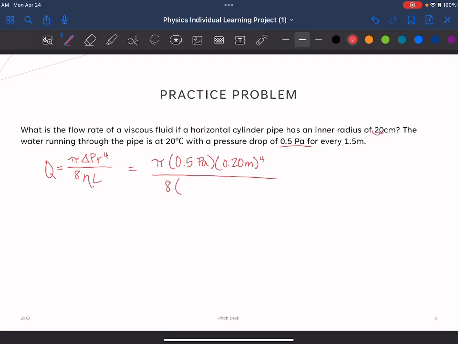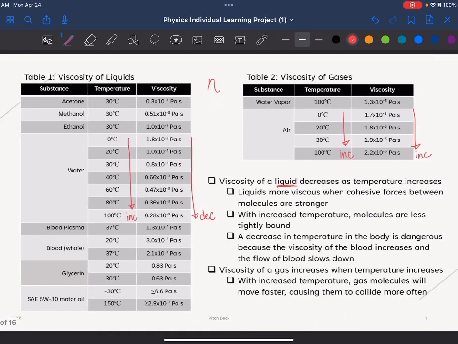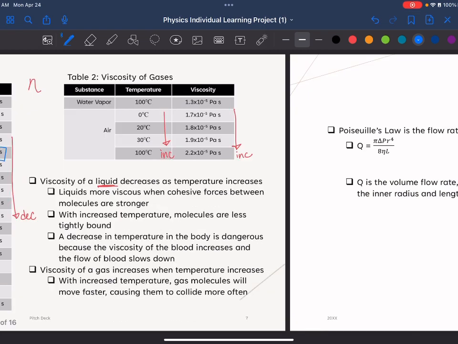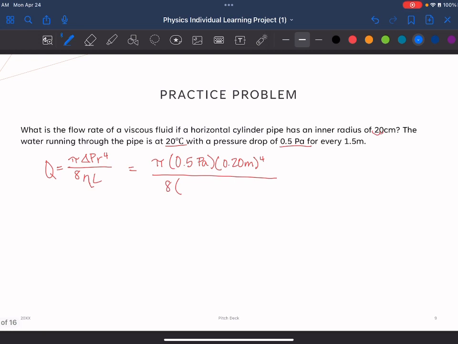The water is at 20 degrees Celsius. So we come back to our chart here and we find 20 degrees Celsius, which is 1.0 times 10 to the negative third pascal-seconds. So then we come back here, and that would be 1.0 times 10 to the negative third pascal-seconds.